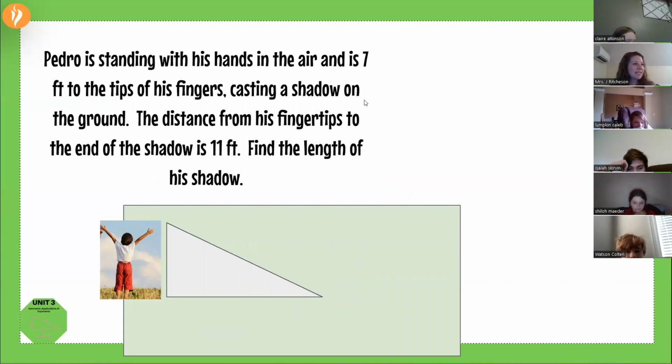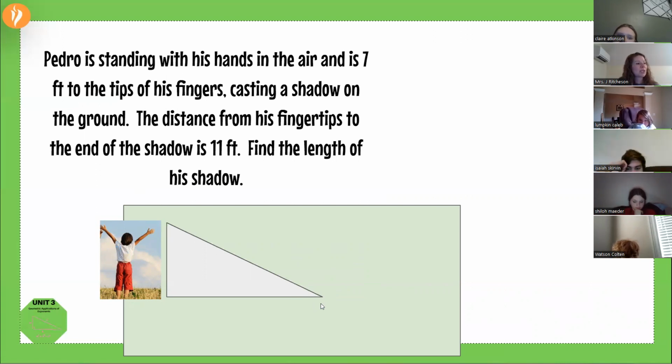Pedro is standing with his hands in the air and is 7 feet to the tips of his fingers, casting a shadow on the ground. All right, so here's an example of that. Here's Pedro. He's holding his hands up in the air. It's 7 feet to the tip of his fingers, and he's casting a shadow. So his shadow goes all the way back here. The distance from his fingertips to the end of the shadow is 11 feet.